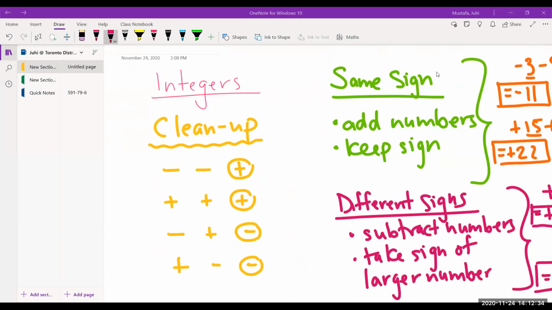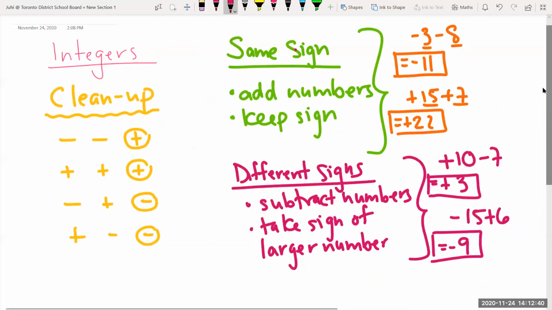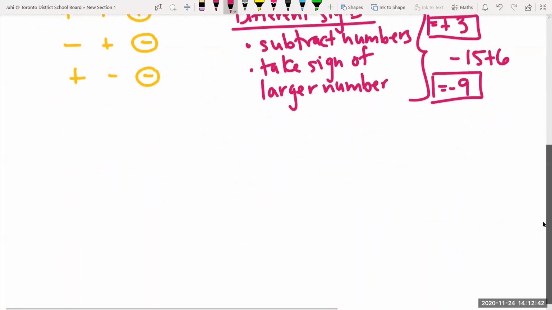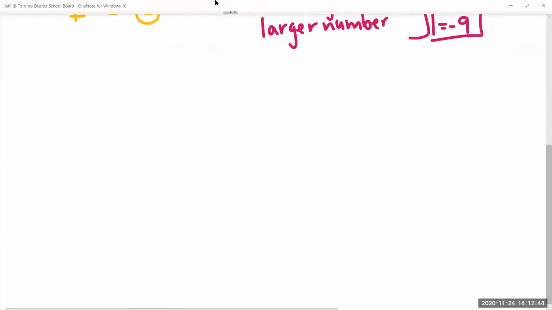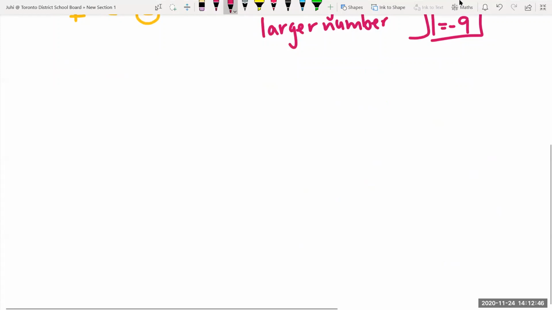Okay, let's keep going. So what are some other things that we were talking about when we were learning about integers? Well, you're not going to always have such nice numbers. Sometimes you're going to have double signs. So what do we do when we get a double sign?